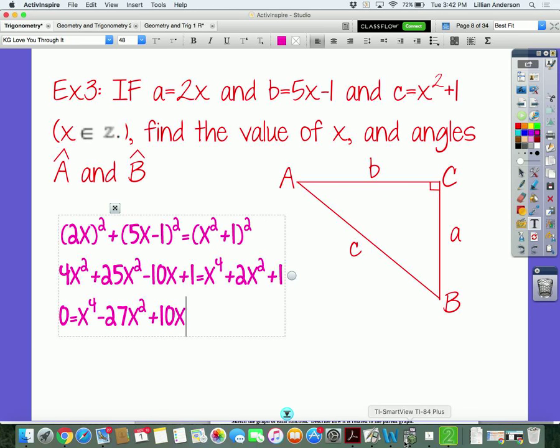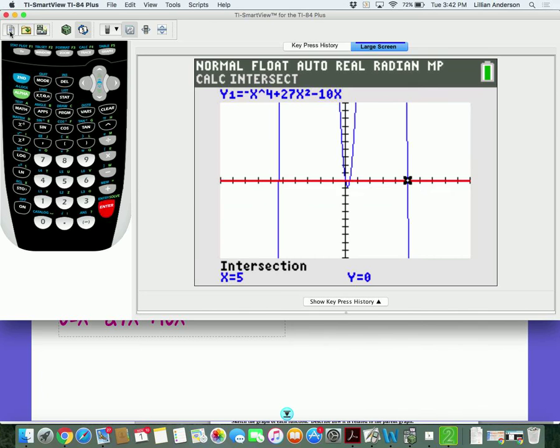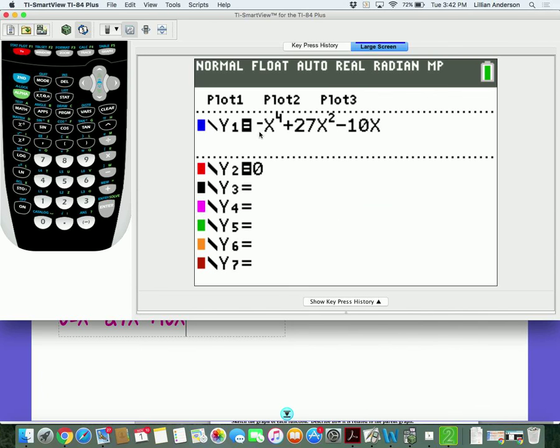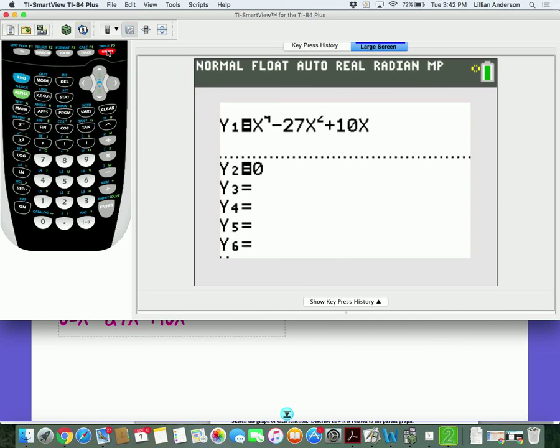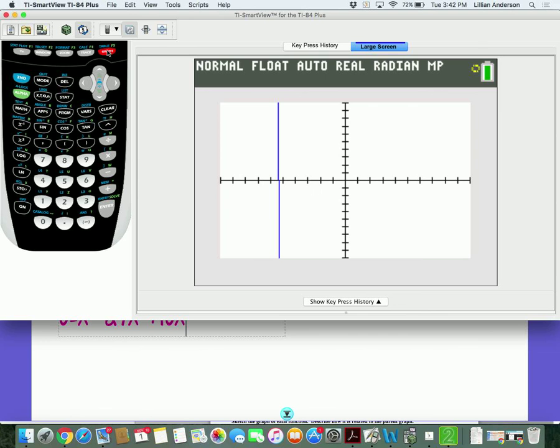Of course you can take out an x, but we're actually going to go to our calculator and go to our y equals. We're going to type in the function x to the 4th minus 27x squared plus 10x squared. We type that into our y equals. I'm also going to plug 0 into y2, because when I graph this, I'm actually going to use the intersect feature to see exactly what my values of x are. There's the graph.